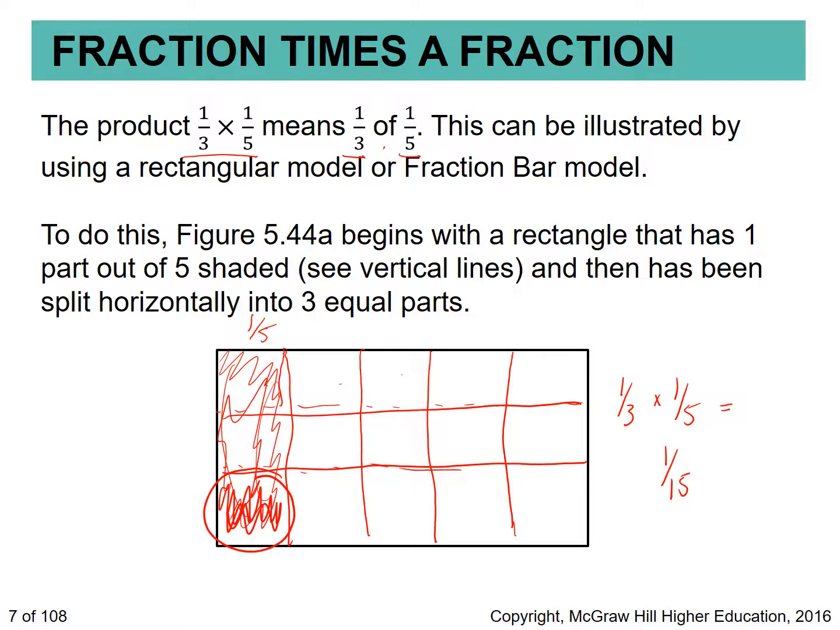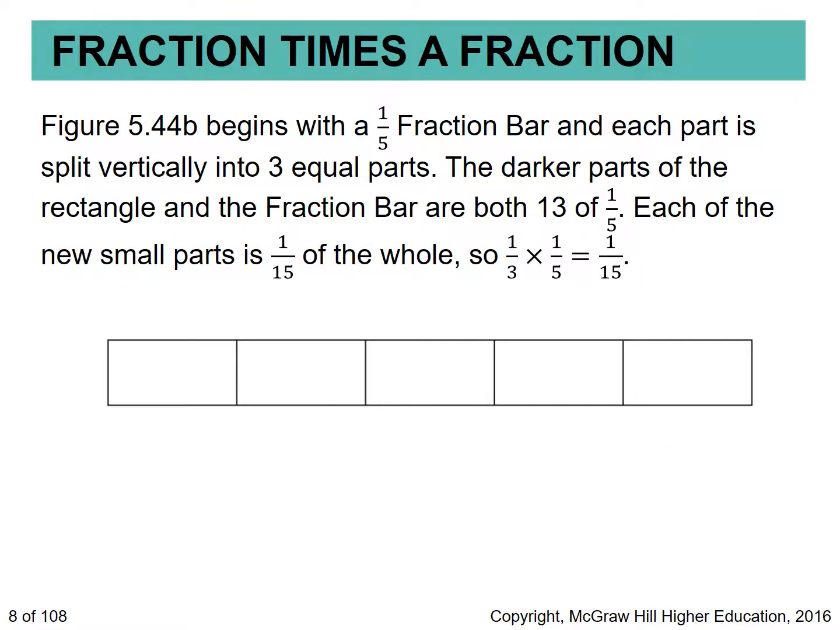You may notice a quicker way to do this because you've had more experience, but looking at these examples will help us to generalize into a rule that we can use. This time I'm going to do the same problem, but I'm going to use a fraction bar model. So here's a fraction bar model of fifths, and I only want one of these fifths shaded. So now I've shaded 1/5, but I want to find out what is a third of 1/5.